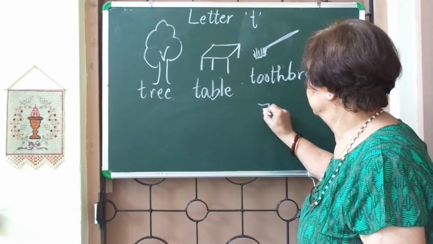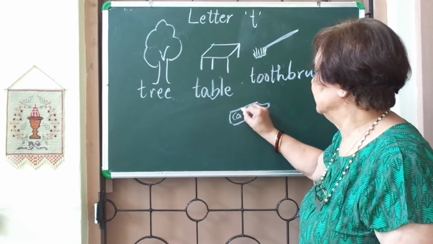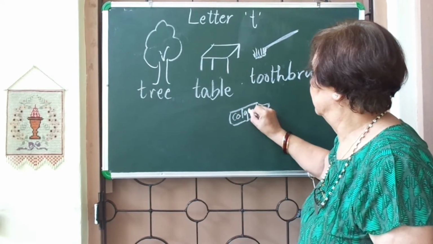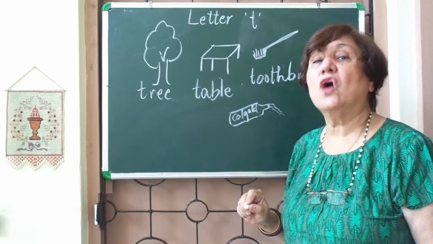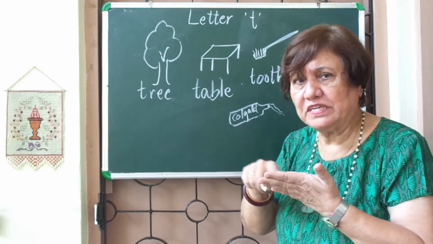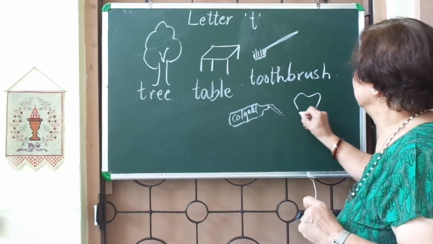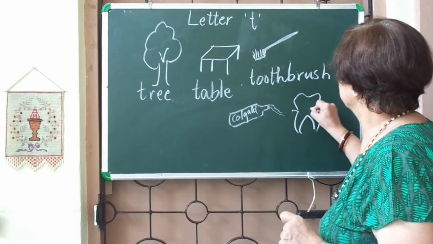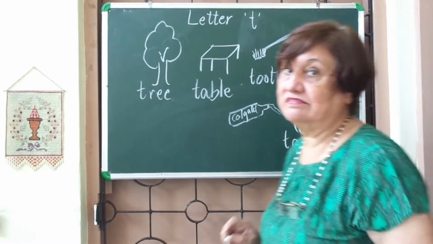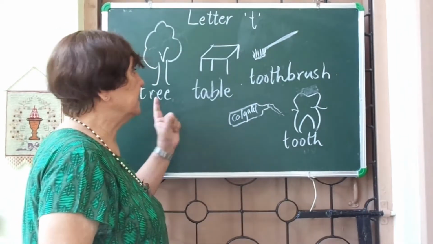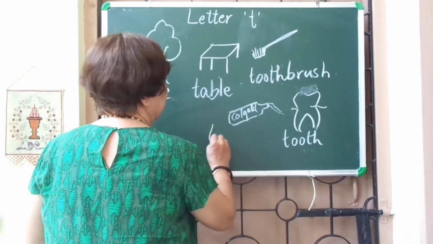Here we go. And what paste do you use? I think most of you must be using Colgate toothpaste, I am sure. Because it makes your teeth nice and white. Then, on what do you brush your teeth after putting toothpaste on the toothbrush? You brush it on your teeth. Teeth. Yes, this is the inside tooth where you can chew your food. You chew your food here. So this is your tooth. So now we see T for tree, T for table, T for toothbrush, T for toothpaste.